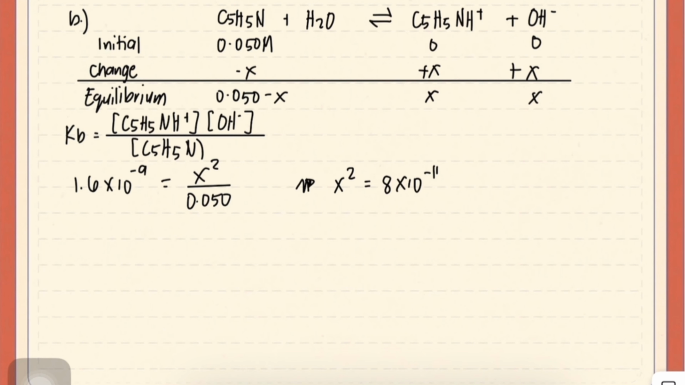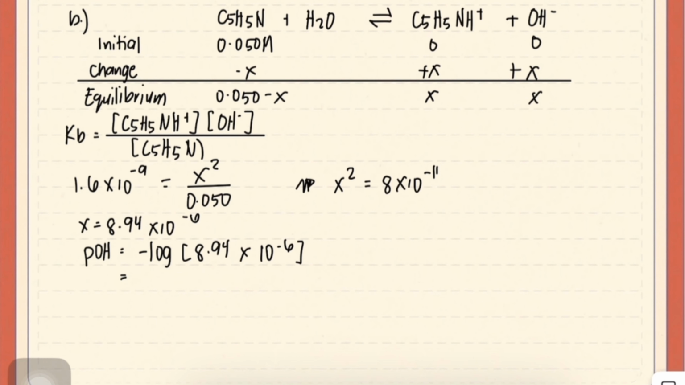Then we will square root both sides to get x equals 8.94 times 10 raised to the negative 6, which we then insert into the pOH equation. pOH equals negative log 8.94 times 10 raised to the negative 6, which equals 5.04. Subtract 5.04 from 14 to get the pH, which is 8.96.